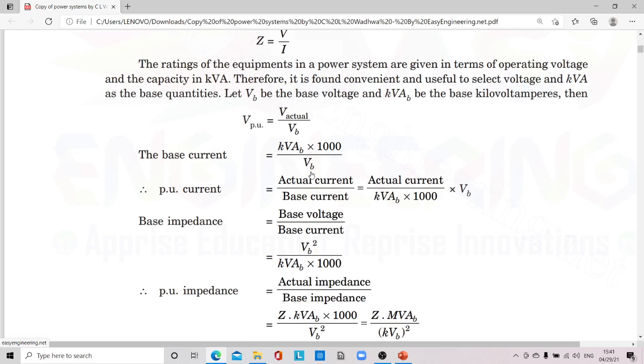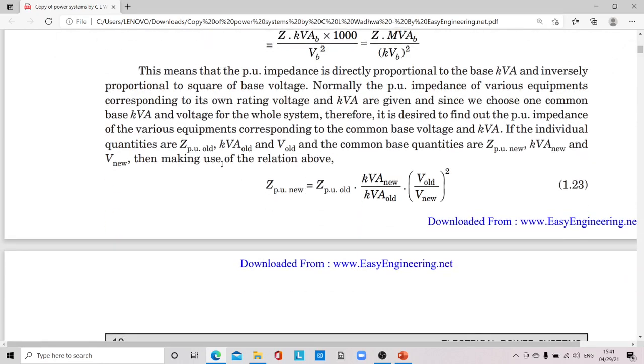If the individual quantities are Z per unit old, kVA old and V old, and the common base quantities are kVA new and V new, then making use of the relation, we can find out Z per unit new as Z per unit old into kVA new by kVA old into V old by V new whole square.